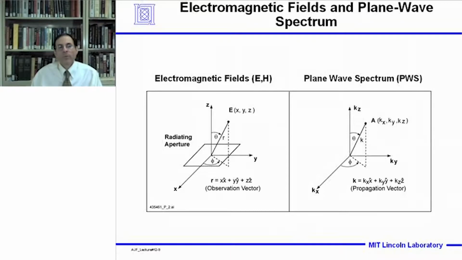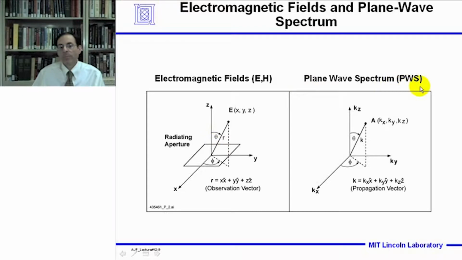In order to do the near field to far field transformation, we need to know the relationship between the electromagnetic fields and something referred to as the plane wave spectrum. The electromagnetic fields are described by the electric and magnetic fields, E and H. Here we have a radiating aperture in the XYZ rectangular coordinate system, and the electric field E can be determined at points X, Y, and Z. R is the observation vector, and theta and phi are the spherical coordinate angles.